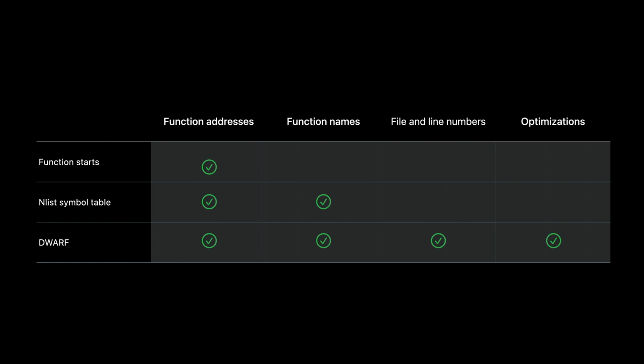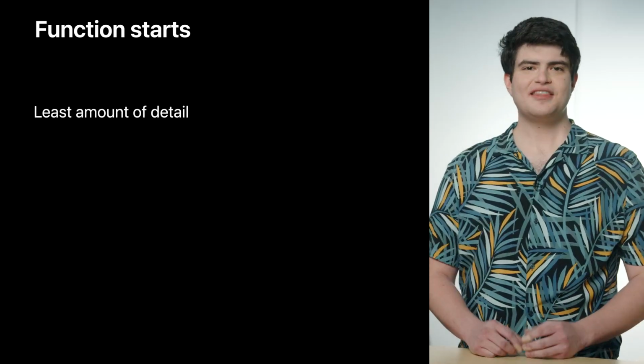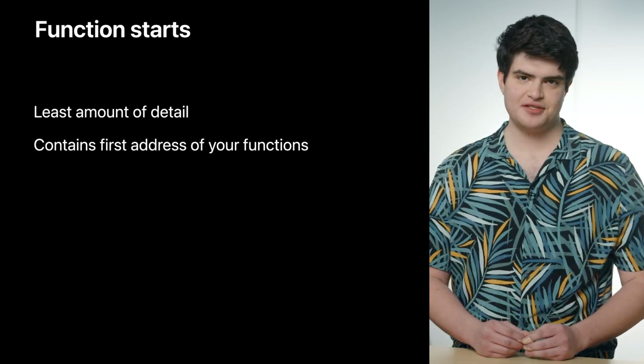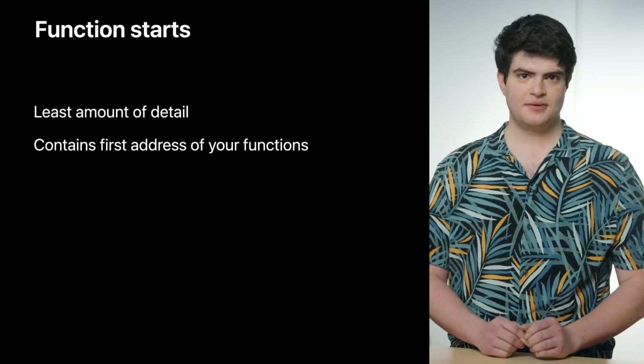Let's begin with function starts. As we saw in the table, function starts offers the least source code detail. Also keeping true to its name, this type of debug information only tells us about the first address, or the literal start, of our functions. For example, this would tell us that a function begins and exists at a certain address. However, it doesn't tell us which functions begin at those addresses, only that they exist.